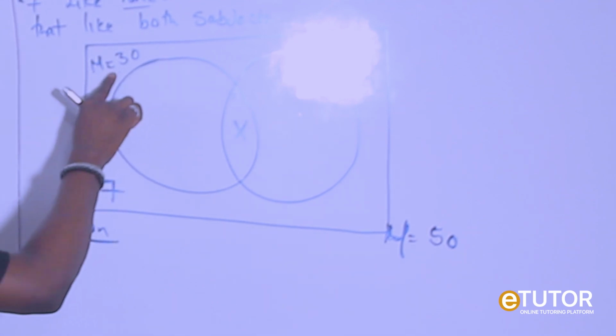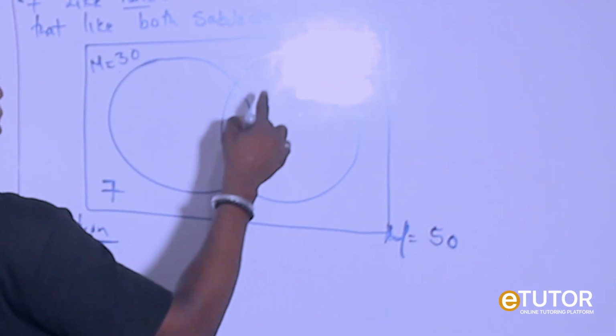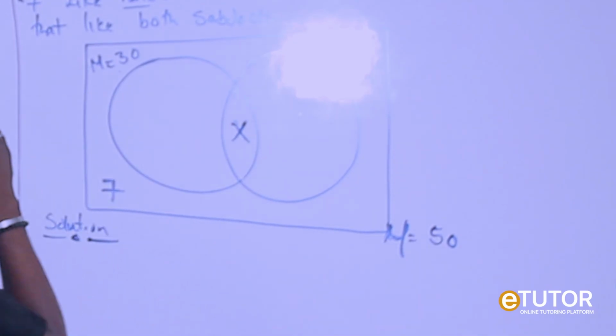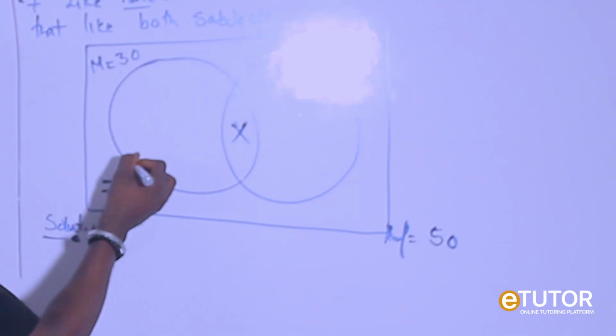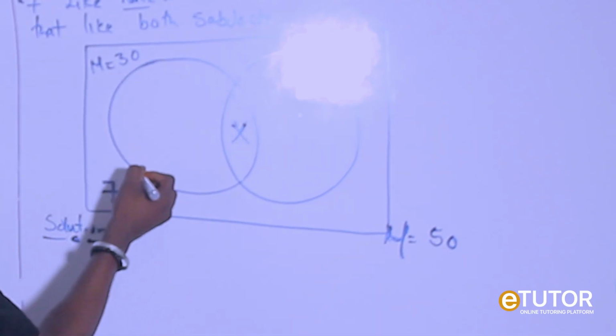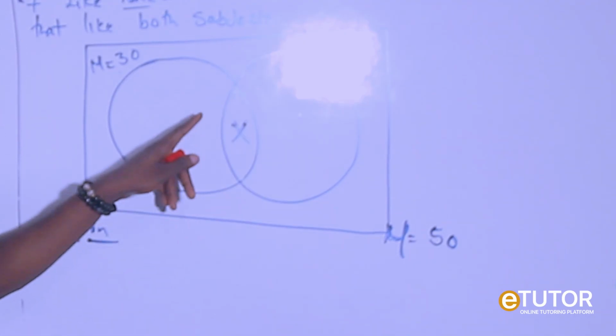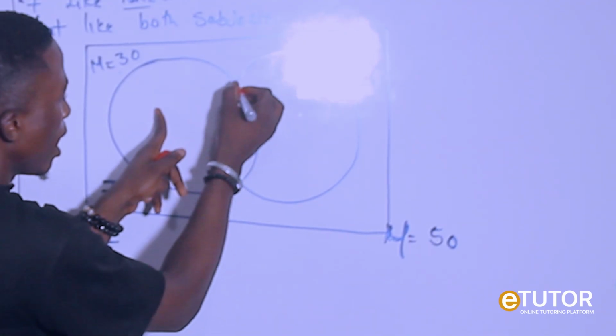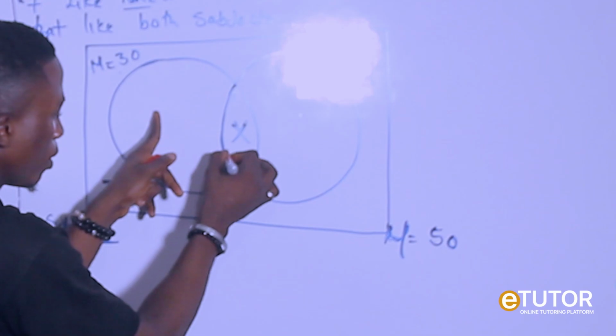So we have M equals 30 here, we have E equals 25, we also have X here. So now, this entire circle is 30. This entire circle here is 30. But if you look closely, X has been cut. A portion has been cut out of 30.